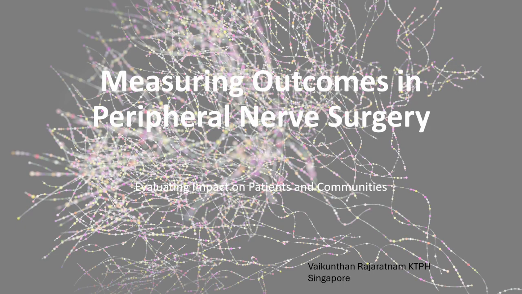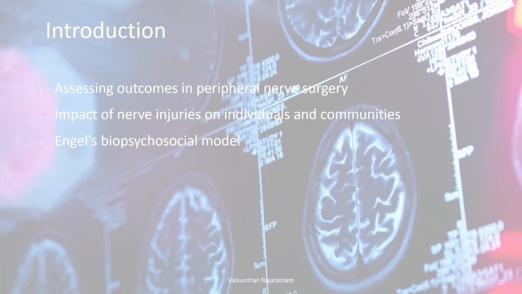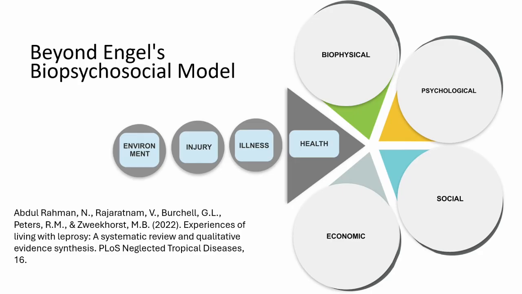Now we're going to look at measuring outcomes in peripheral nerve surgery. Generally, we have been assessing outcomes in peripheral nerve surgery in a more physician-centered way, especially in terms of nerve injuries, both peripheral and central. The impact is beyond just the patient and the biophysical, and actually includes the community and all stakeholders. The Engel biopsychosocial model introduced a very important component into the measurement of impact in healthcare.